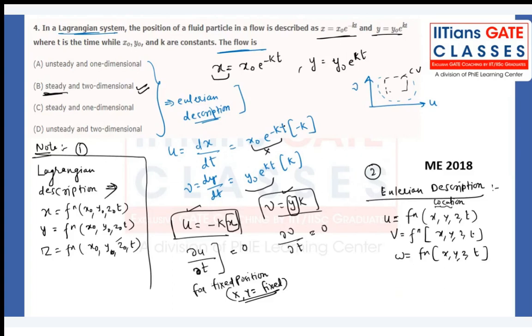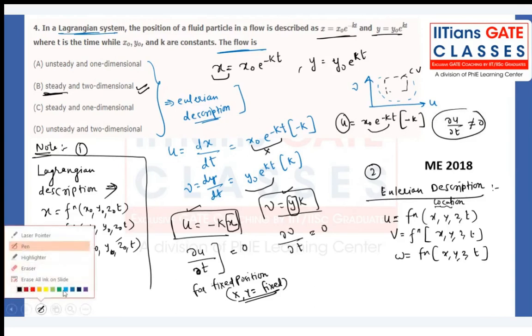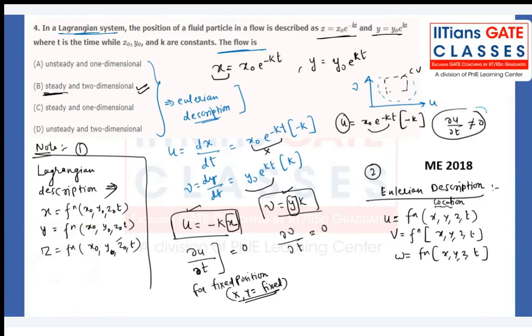Now some of you still have confusion, sir. x is given as x naught into e to the power t. I can write, sir, x naught e to the power minus kt, and here I can write minus k. So u here is a function of time. If I just say dou u by dou t, sir, that is not equal to 0. But if you are telling in that manner, that means you are not talking about the Eulerian description, you are talking about the Lagrangian description. So this particular problem is with respect to Lagrangian and steady flow.